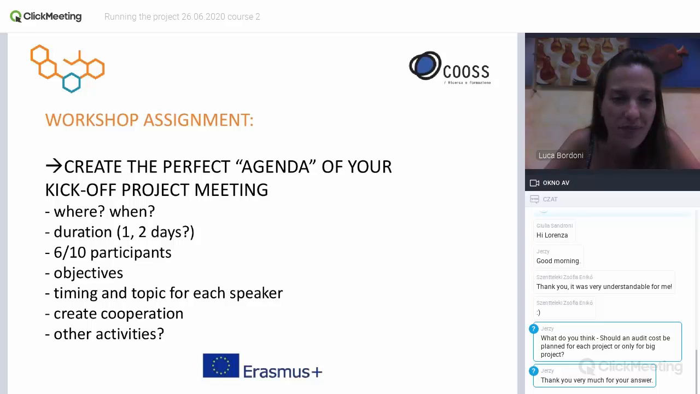The elements are where and when. So I will invite you, for example, here in Vienna, in Budapest, in Bielsko-Biala, the duration of my meeting, how many participants you have to decide, the objective of these important events, the timing and topic for each speaker. So my partner, I'll give them a specific space to present themselves, to present their role within their organization, and also to ask how they will realize their tasks.